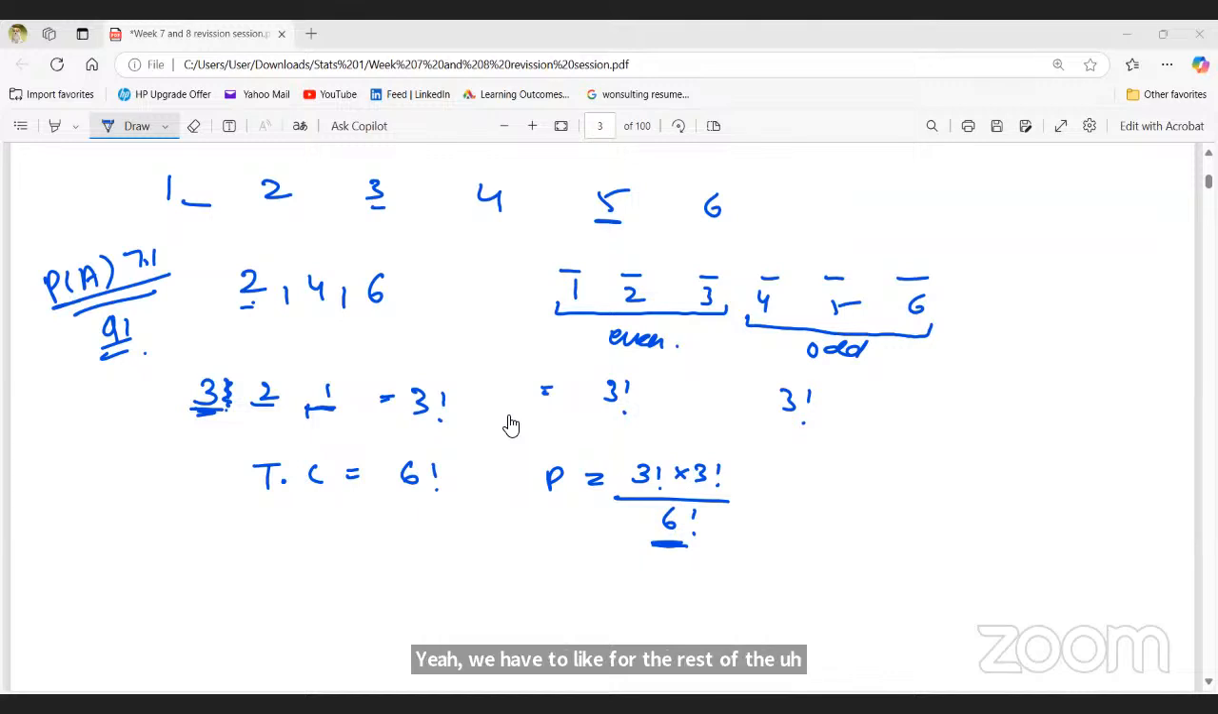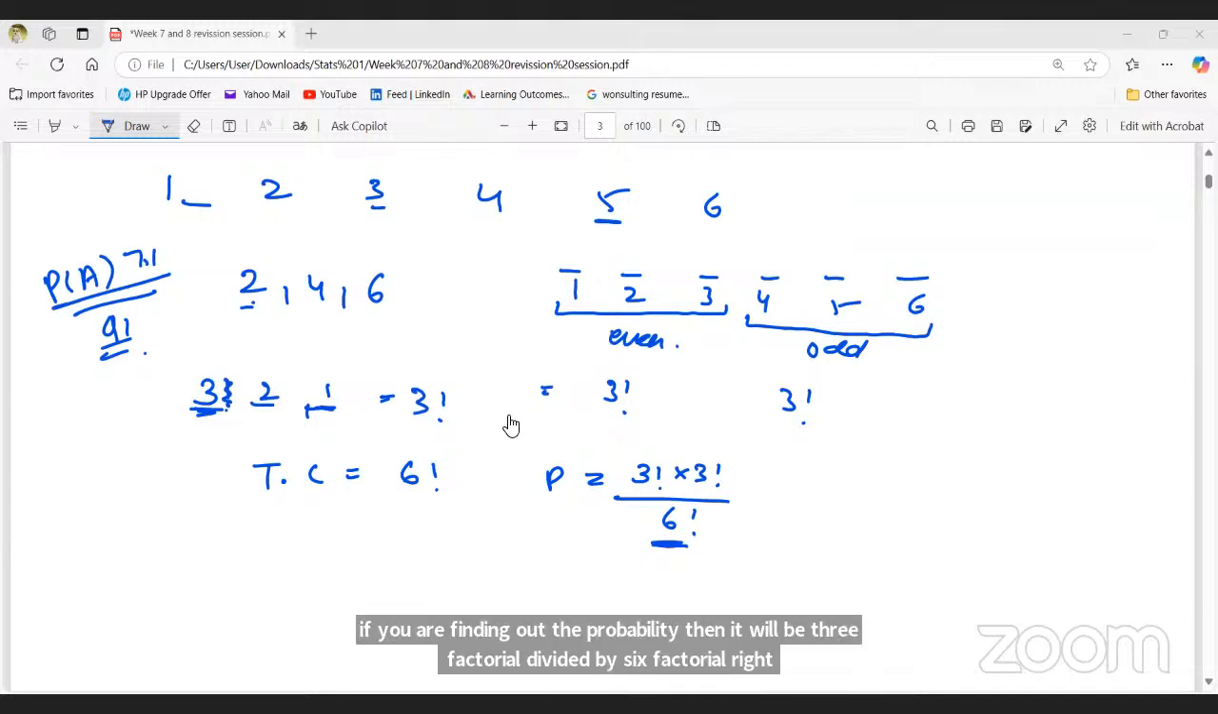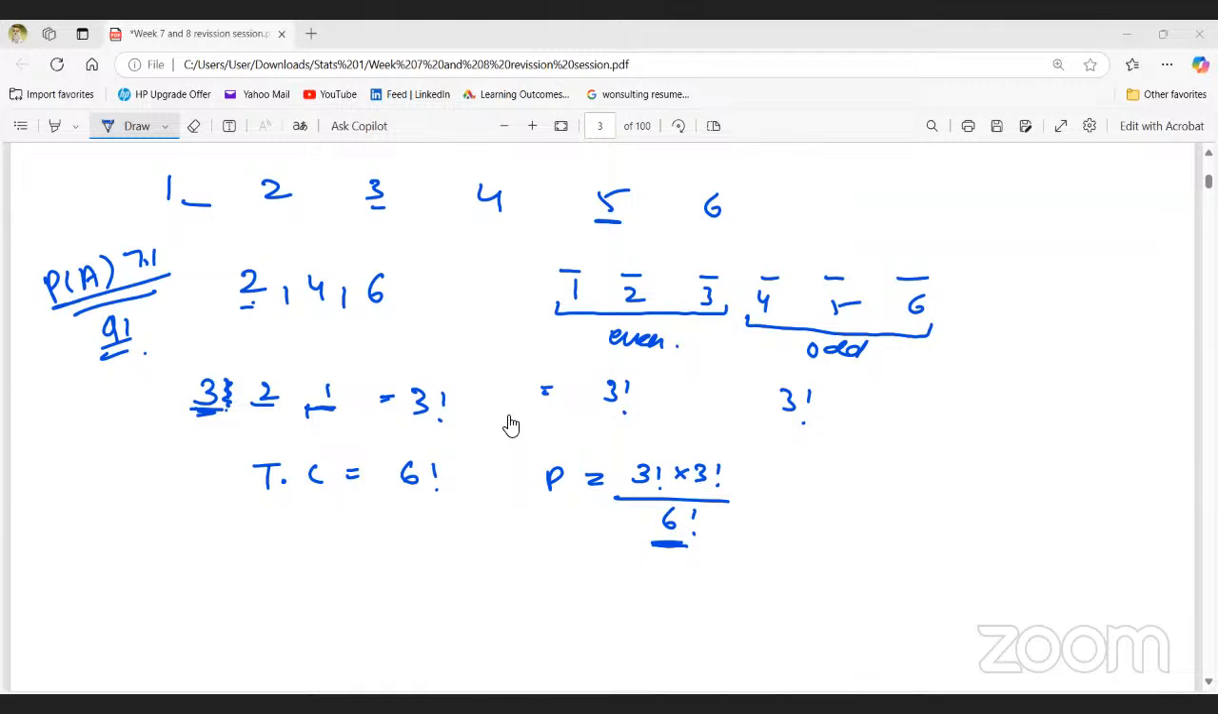If we are only considering the even numbers 2, 4, 6 as the first 3 positions, then if we are finding out the probability, it will be 3 factorial divided by 6 factorial, right? If you're considering only the even numbers.